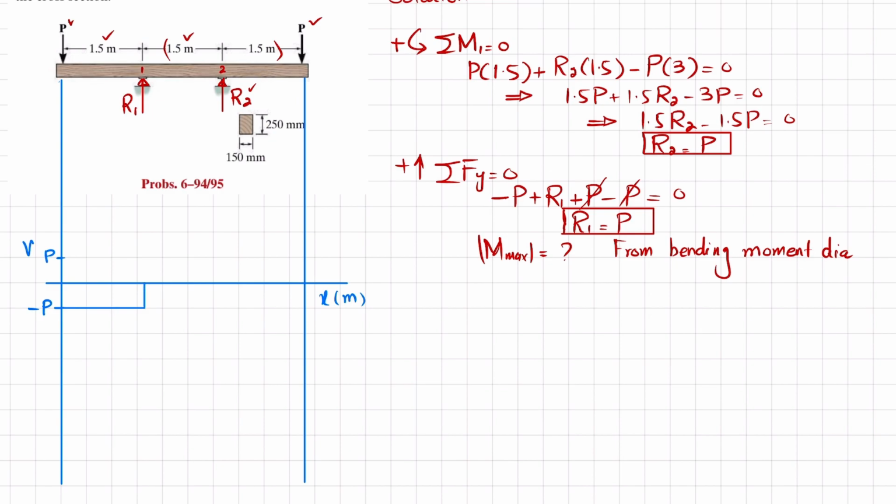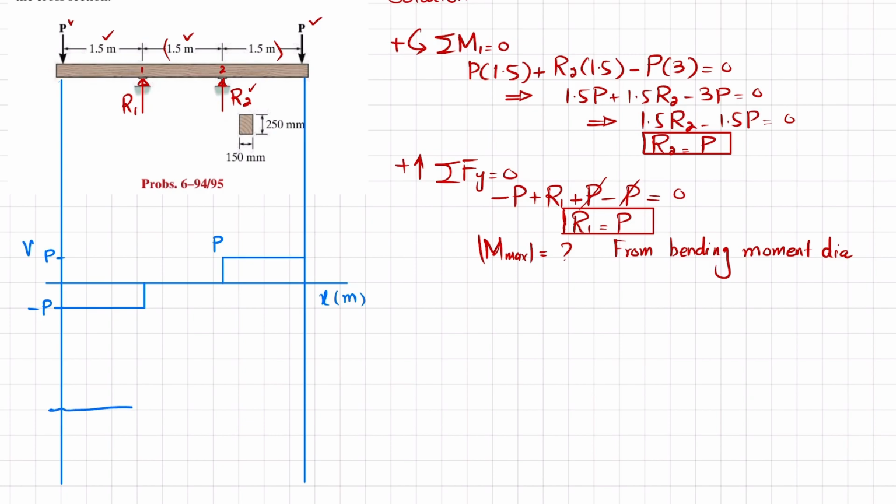Now from R1 till R2 there is no other force, so this will remain the same, and at R2 we have a load of R2 which is plus P, so it will move to this point. So I will draw, this will be P. And moving from R2 till end, we have no other load, so it will remain the same. But at this point, we have minus P, so plus P minus P will bring it to 0. So it will be your shear force diagram.